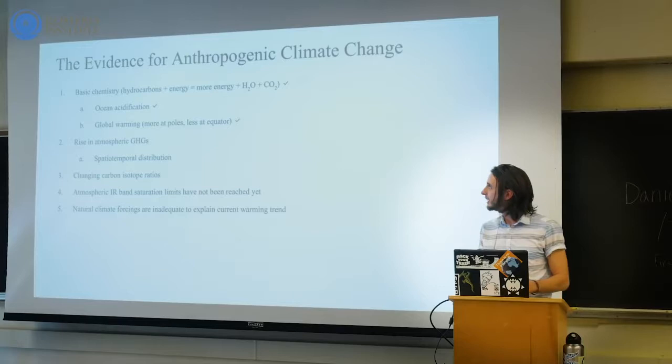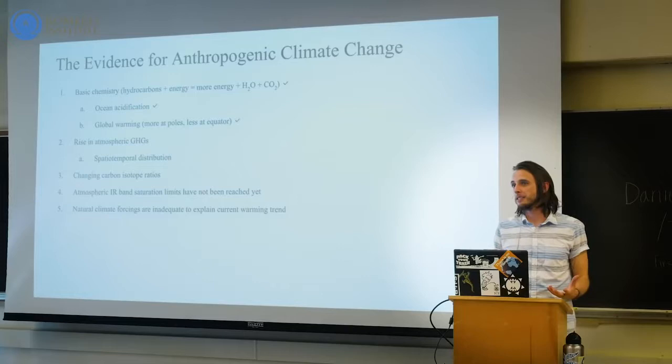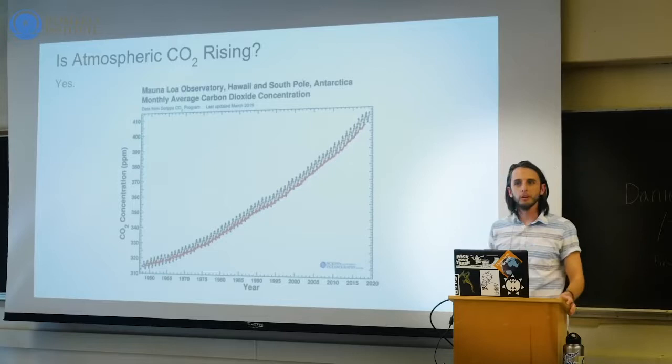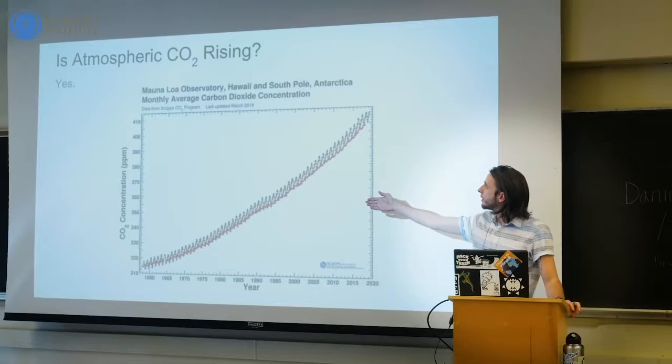So, point number two. Do we see a rise in atmospheric greenhouse gases? Yes. And here it is. This is a very famous curve called the Keeling curve. It started back in about the 1960s. A guy went up to the Mauna Loa Observatory in Hawaii, set up a meteorological station, and began measuring carbon dioxide levels in the atmosphere. And that's shown by this black line here.